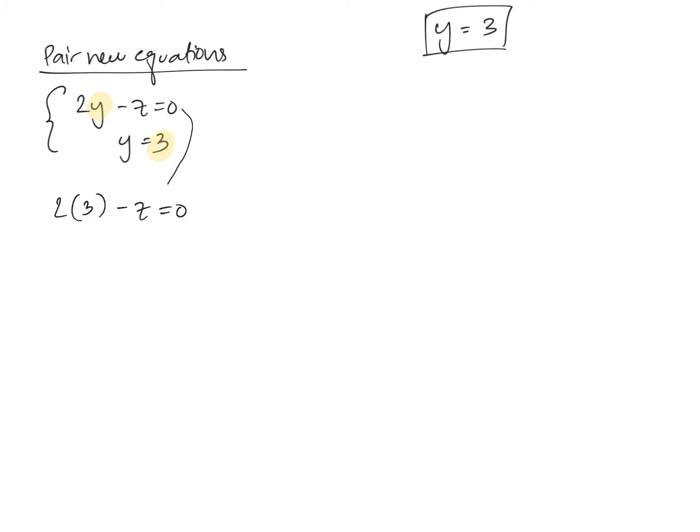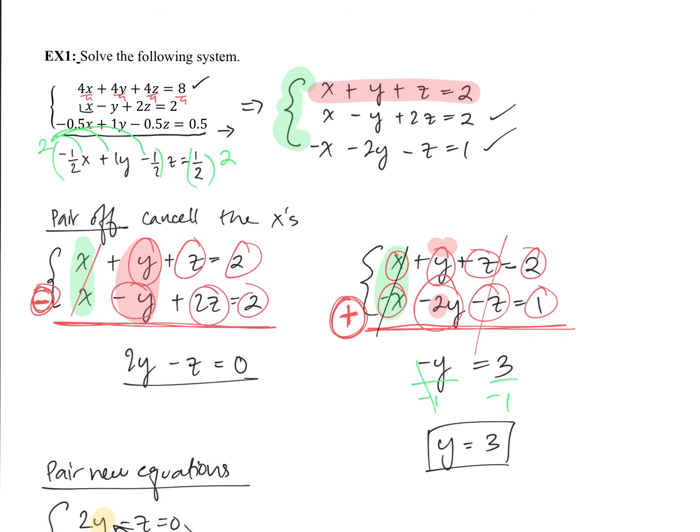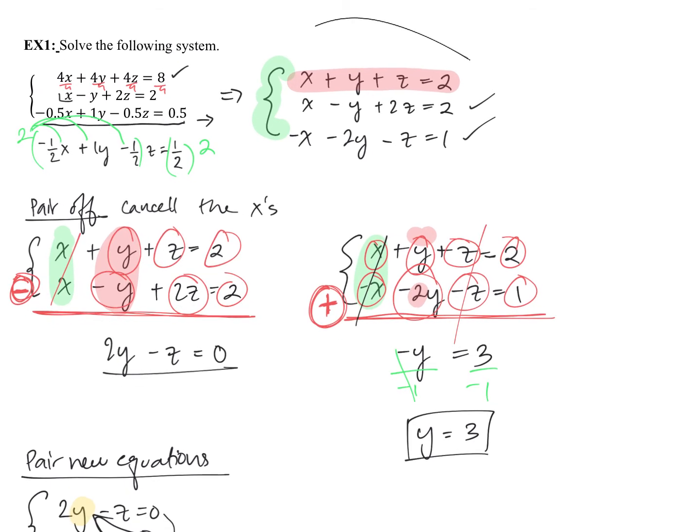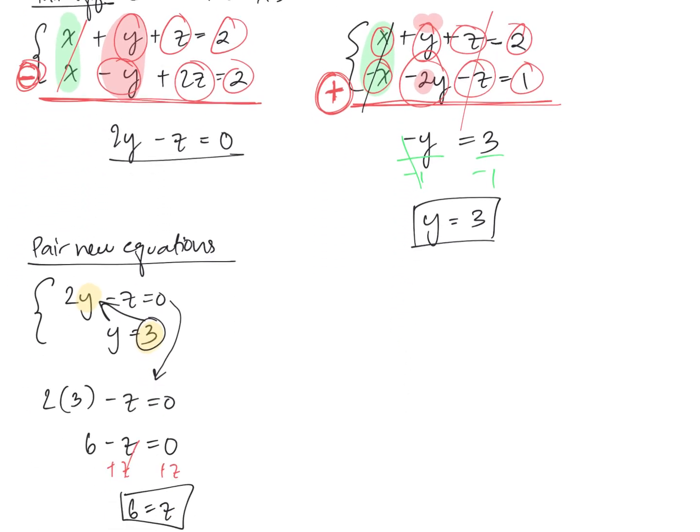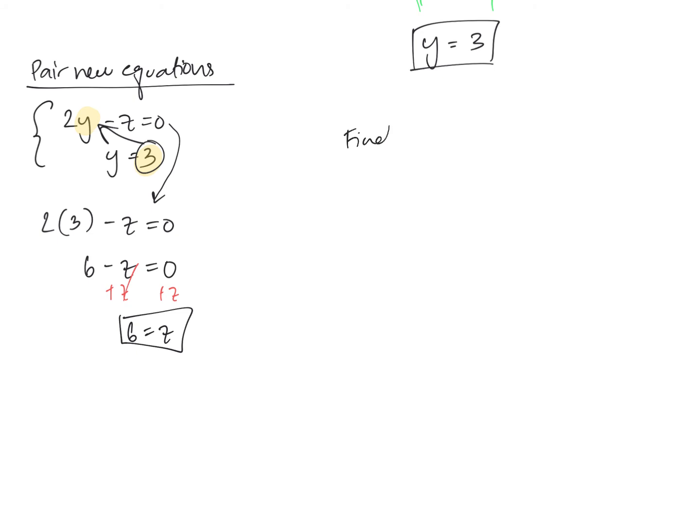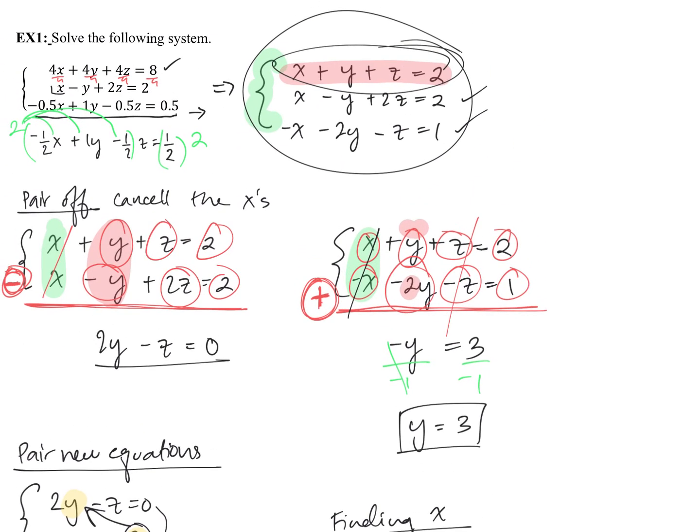Once again, I just rewrite my equation with 3 where y used to be. So then I have 6 minus z equals 0. I'll add z to both sides. And I get 6 equals z. Aha! We have found 2 of our variables. We're almost there. So now, to find the third variable, the missing variable, we can use either one of these equations. I'll go ahead and use that one right there. x plus y plus z equals 2. So I'll label this finding, which one are we missing? Finding x. So you're using x plus y plus z equals 2. Let me go ahead and check that I wrote that right. Yep, okay.